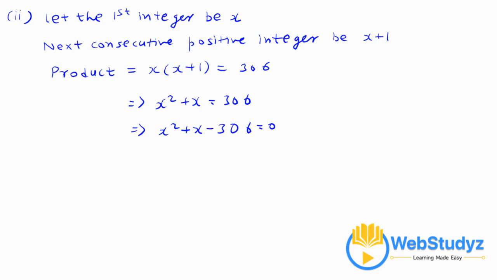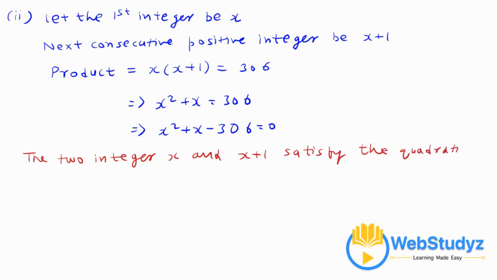So from this equation we can say that the two integers x and x plus 1 satisfy the quadratic equation, that is x square plus x minus 306 equals 0, which is the required representation of the problem mathematically.